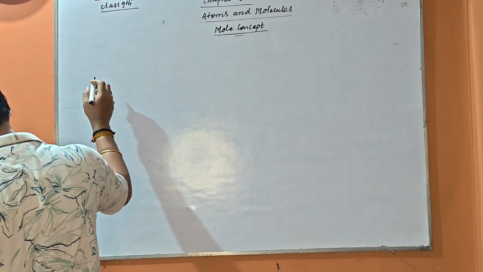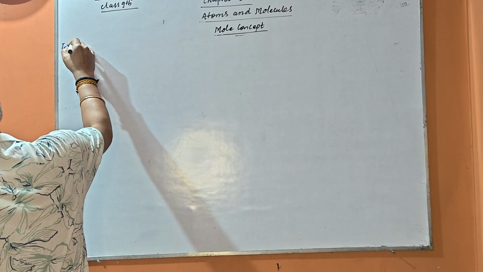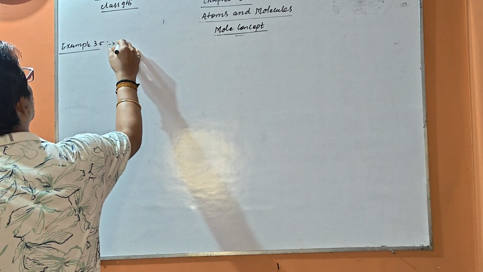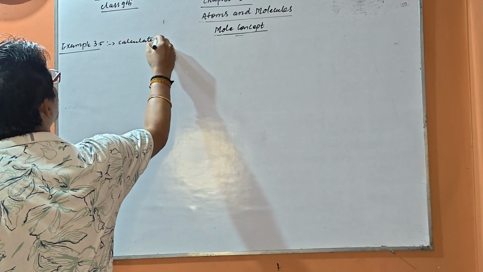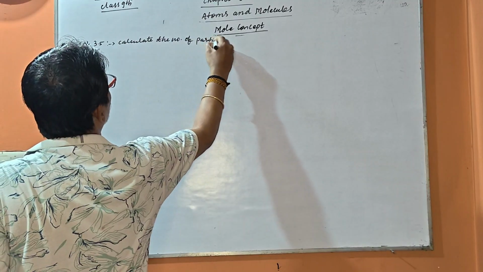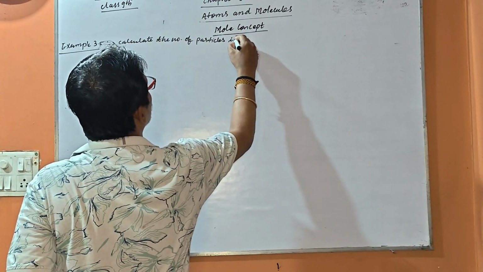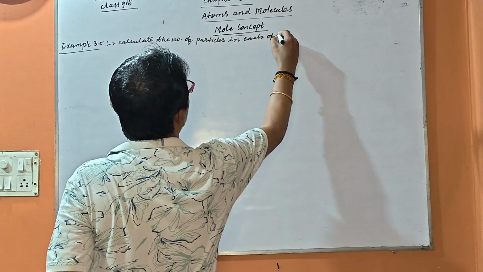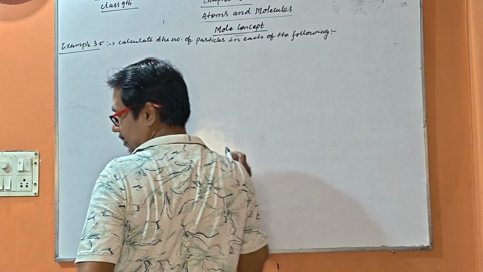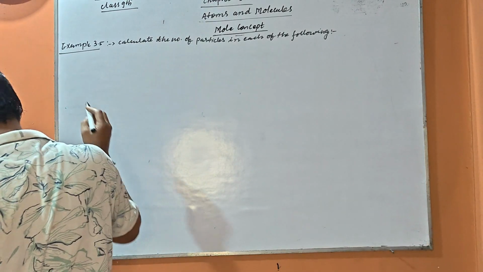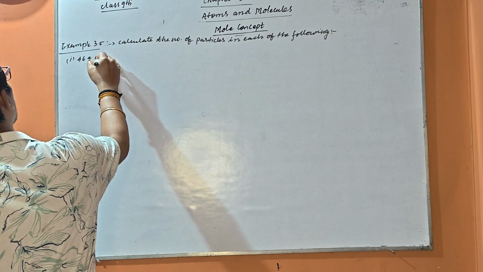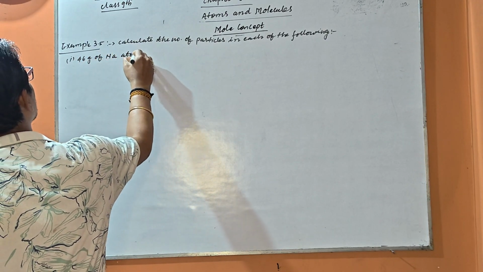Example 3.5. Calculate the number of particles in each of the following. They are going to ask you to calculate the number of particles. So my dear student, let us understand. First, 46 gram of Na atoms, sodium atoms.